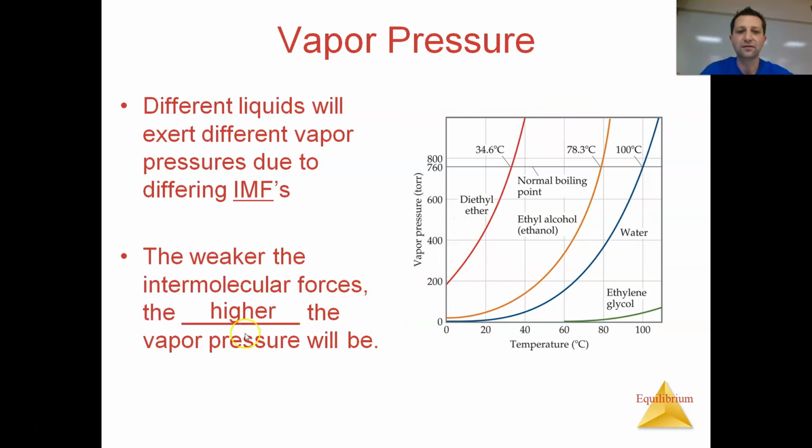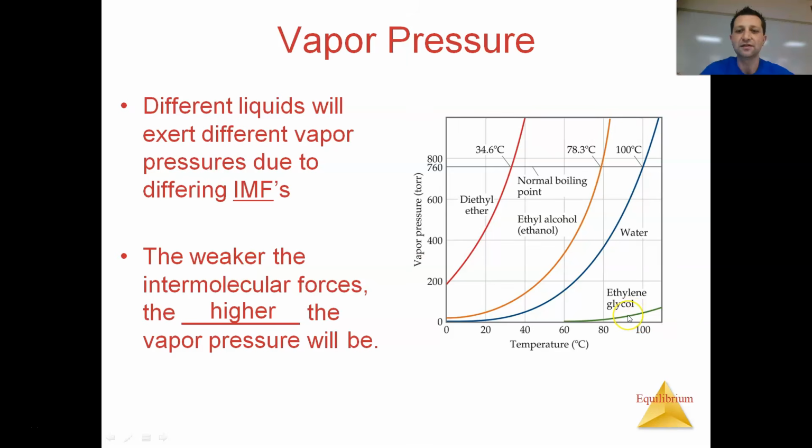If you have weak intermolecular forces, that means the particles are more able to go from the liquid to the gas state, right? So if more particles go from liquid to gas, there is more gas. More gas means more air pressure, which means a higher vapor pressure. So remember, it's an inverse relationship between strength of intermolecular forces and the vapor pressure. So weak IMFs, high vapor pressure.